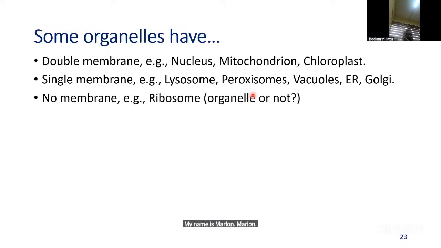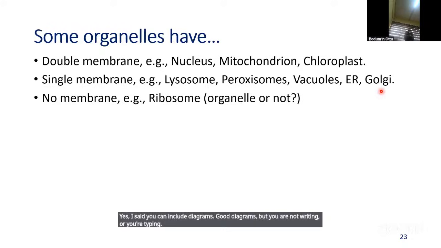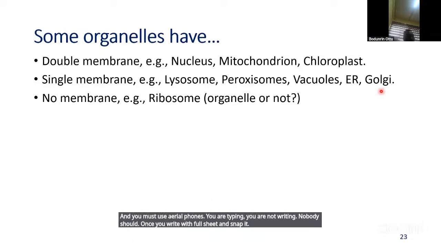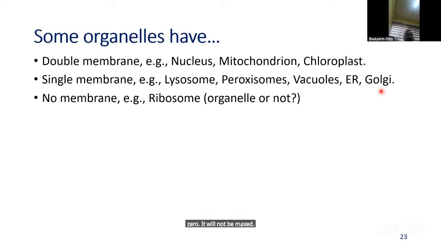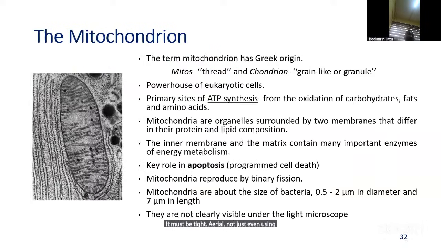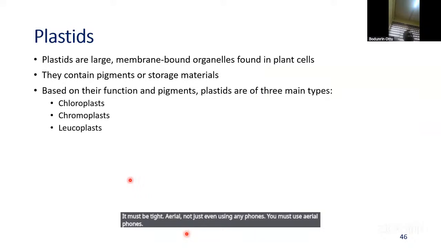Sir, as for writing the assignment, can we use diagrams? Yes, I said you can include diagrams. But you are not writing, you are typing, and you must use Arial font. You are not writing with a biro. If you write on Foolscap sheets and snap it, it will get 0 and will not be marked. Please tell your colleagues, once you write with biro, it must be typed. Not just any font. You must use Arial, size 11. So the instruction is there.